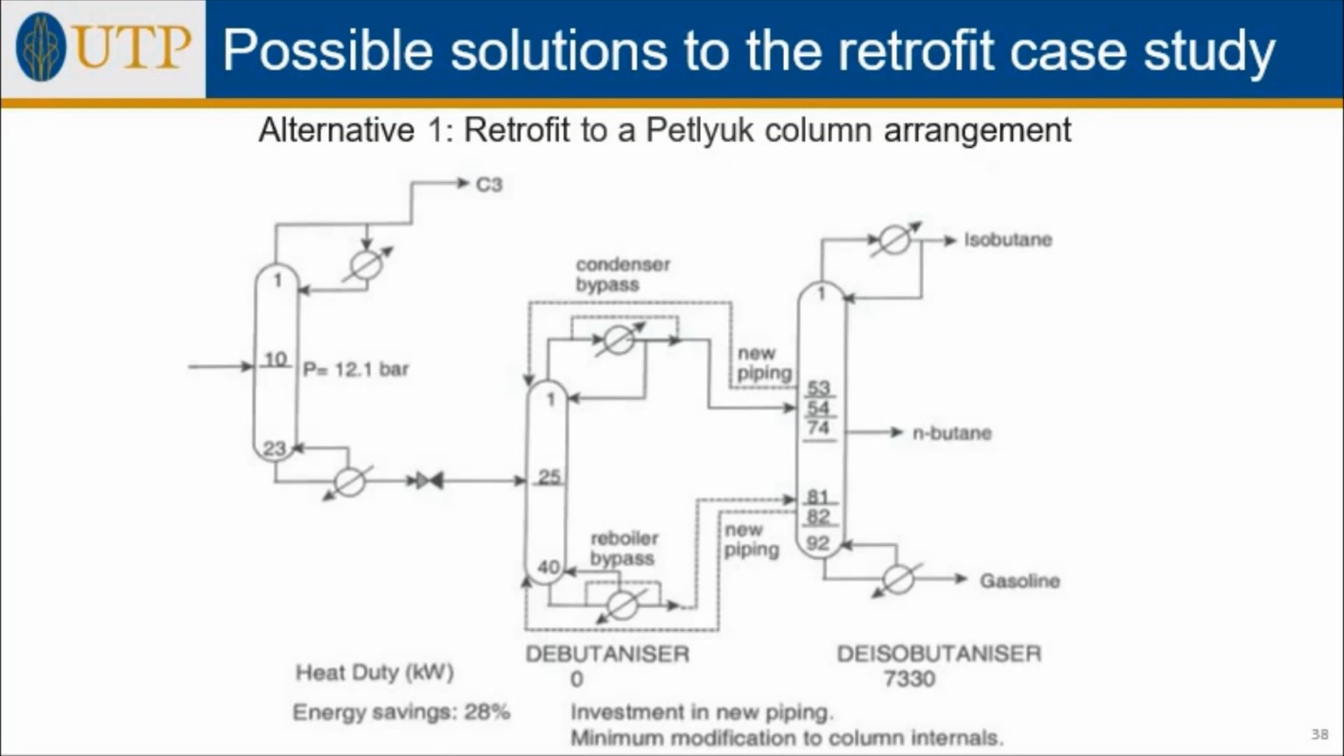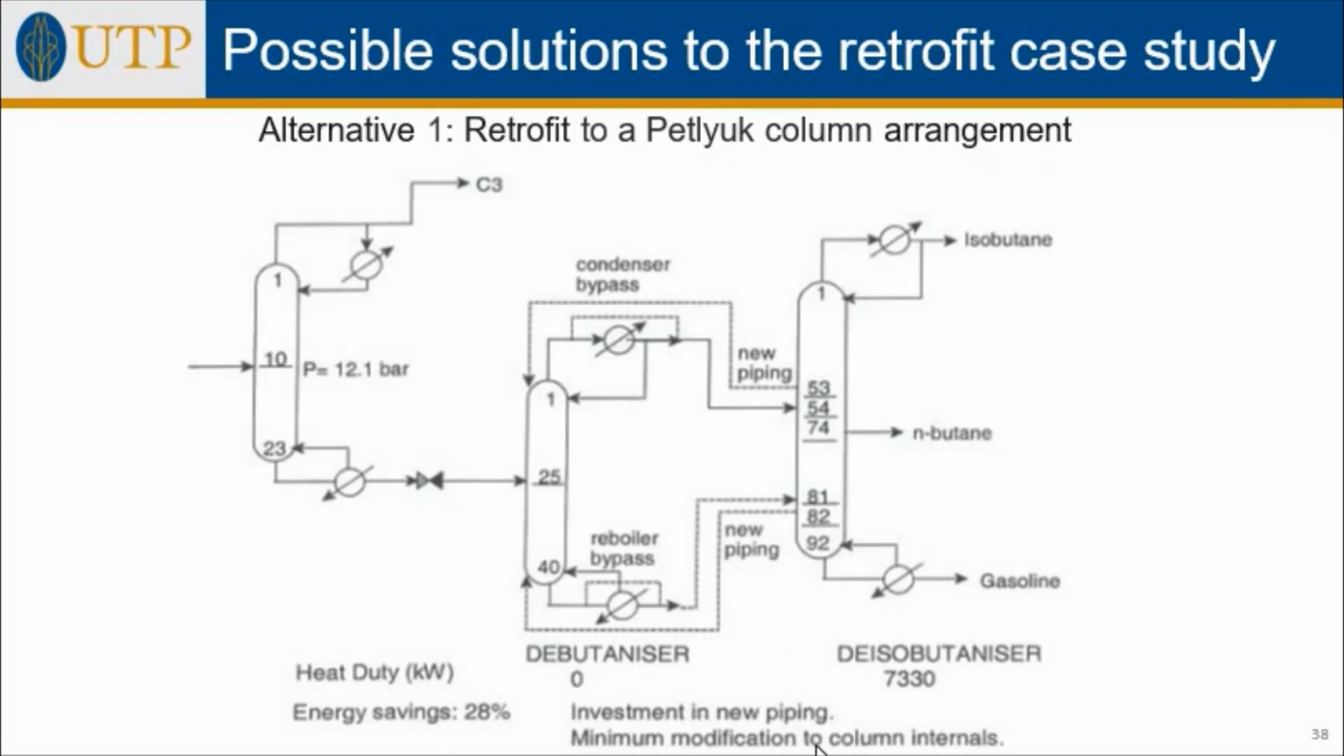After the many possible options for the retrofit arrangement, here come the possible alternatives for this retrofit case study. The alternative one is a retrofit to a Petlyuk column arrangement as shown in this slide. Okay, you have the debutanizer and the isobutanizer. At the end of the day, after this retrofit, the heat duty for the debutanizer is actually 0. On the other hand, for the isobutanizer, it is 7,330. And then you have the installation of new piping over here, okay? And then the energy saving is total 28%.